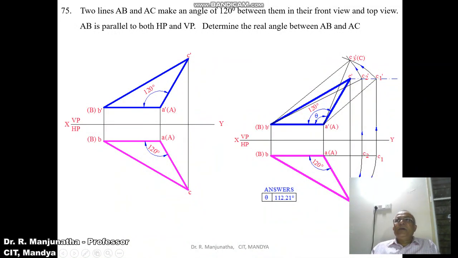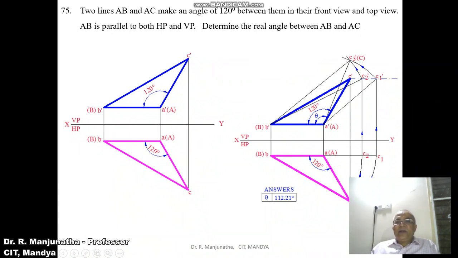So in other words, we have to find the true length in any one of these, either the front view or the top view. Here, for example, let us take the front view, and we are going to find the true length. Here you can see both A dash B dash and AB are parallel to HP and VP, so we are already in true length. So you write capital A and capital B, and here also capital A and capital B.